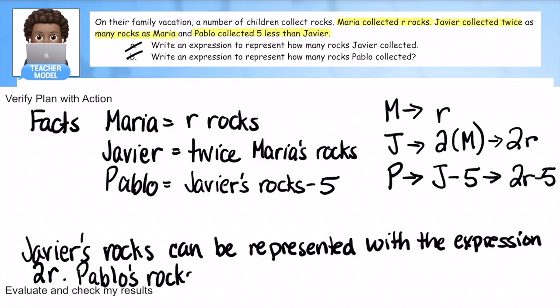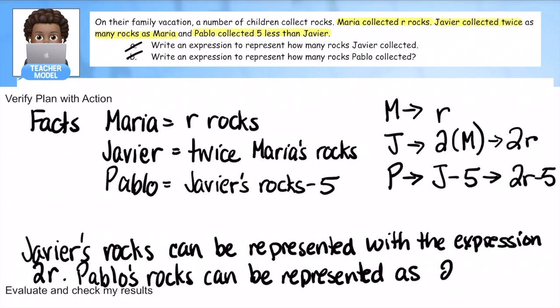Pablo's rocks can be represented as 2R minus 5. Actually, I'm going to put Javier's number of rocks. I'm going to use a number system, and Pablo's number of rocks. So that's what it actually represents. But that's it, Math Marvels. We took our whole plan and we put it into action. So hit pause so you can jot this one down into your notes. And now you've seen how we can substitute expressions so they are consistent throughout the entire context of the problem.